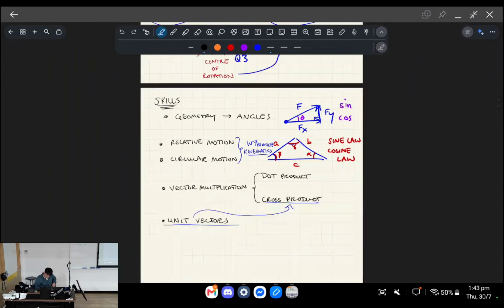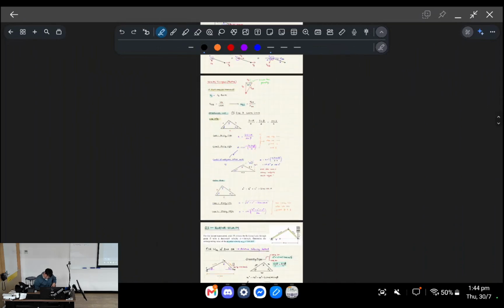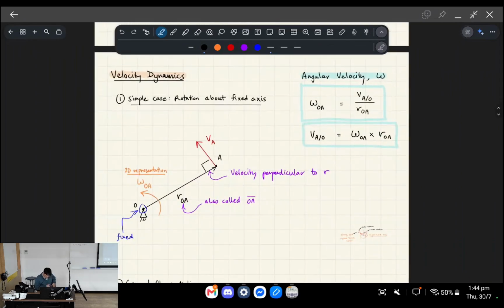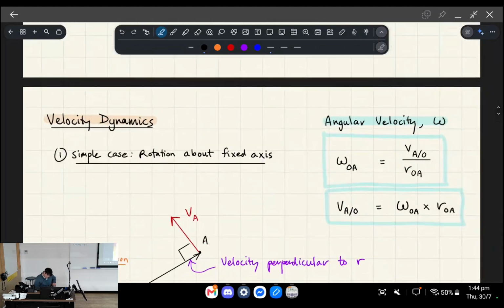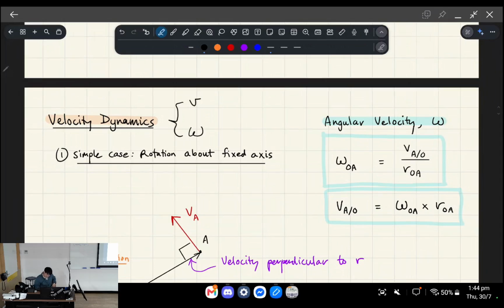All right, I'm going to explain velocity dynamics and angles. Okay, so velocity dynamics, a lot of the time that is just referring to, we're interested in finding the linear velocity of a certain node, or we're interested in finding the angular velocity of how a hinge is rotating, okay?